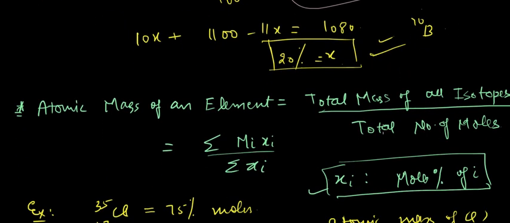Okay, so next let's see the generic formula for calculating questions similar to the above discussed question. The atomic mass of an element is the total mass of all the isotopes upon the total number of moles of that element. So in mathematical terms we can write it as summation of MiXi over summation of Xi, where Xi is the mole percentage of the ith isotope.